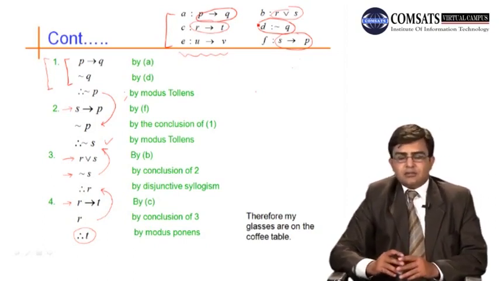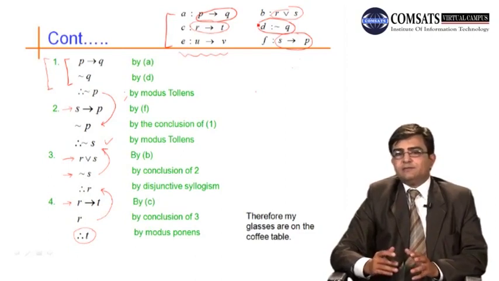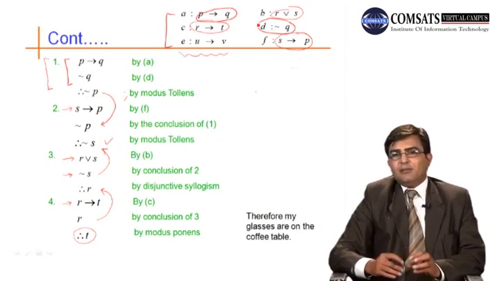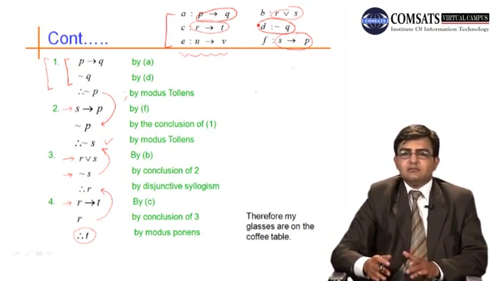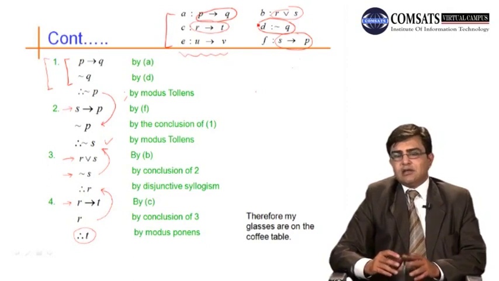So as we use valid argument forms to draw the conclusion, we can say that there must be some connection between the propositional variables in the premises to draw a valid conclusion.